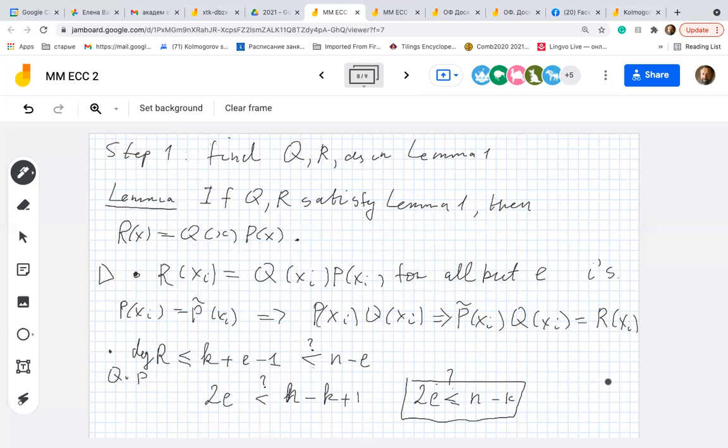And this concludes the second step, the proof of the lemma. And so we have two polynomials, q and r, and we know that r is equal to q times p. Then it's easy to find p, just dividing r by q.